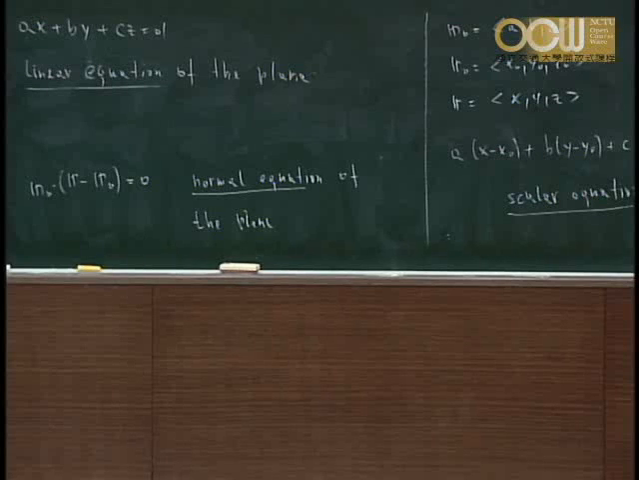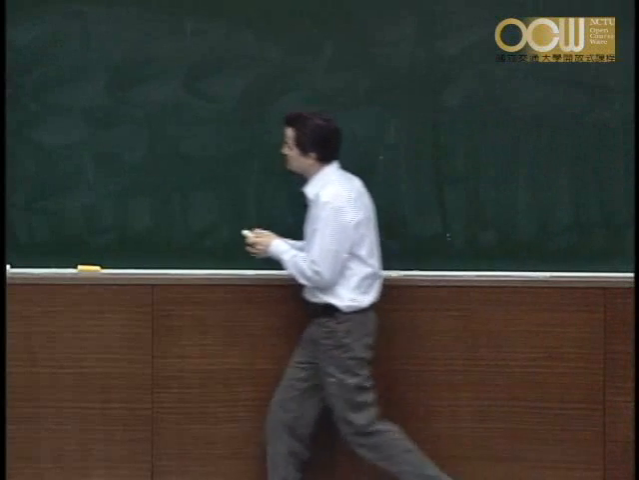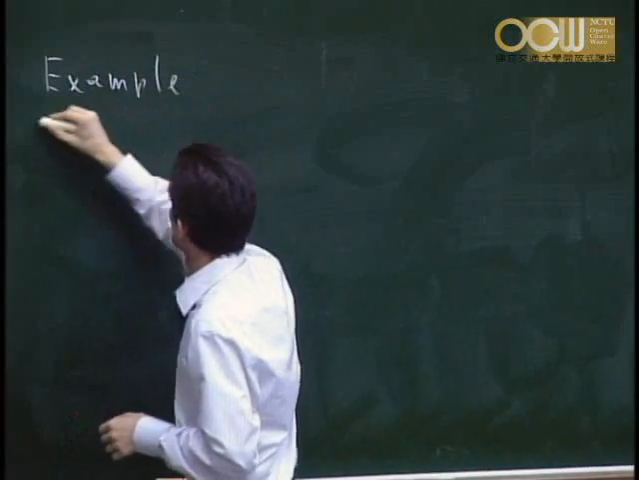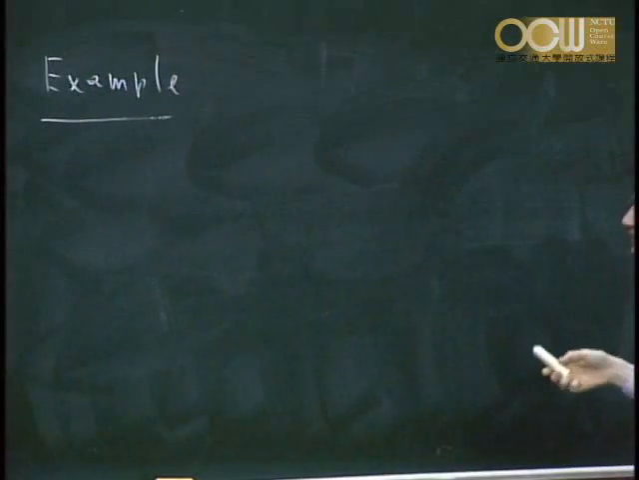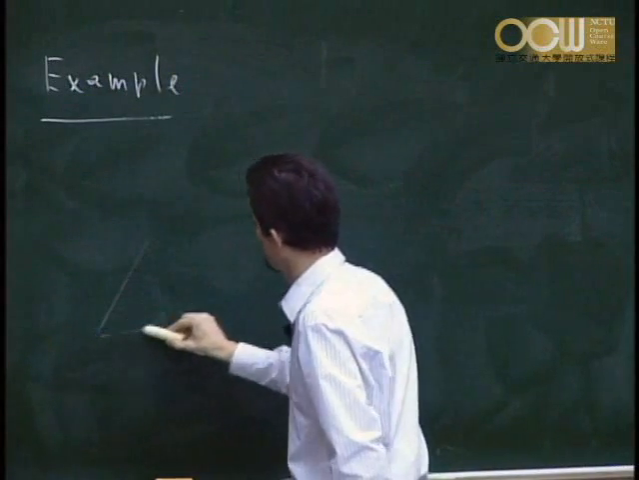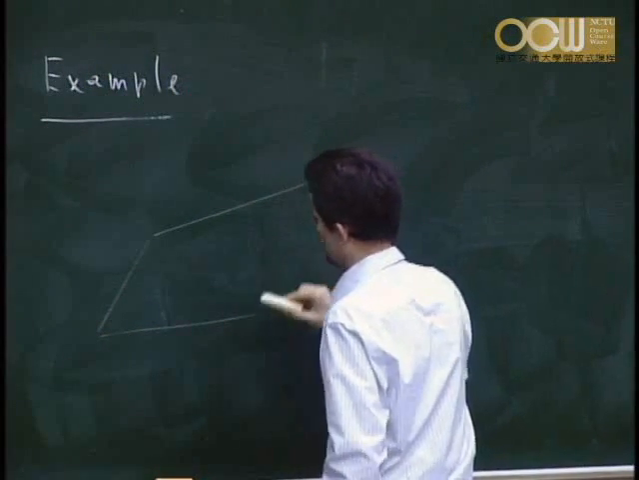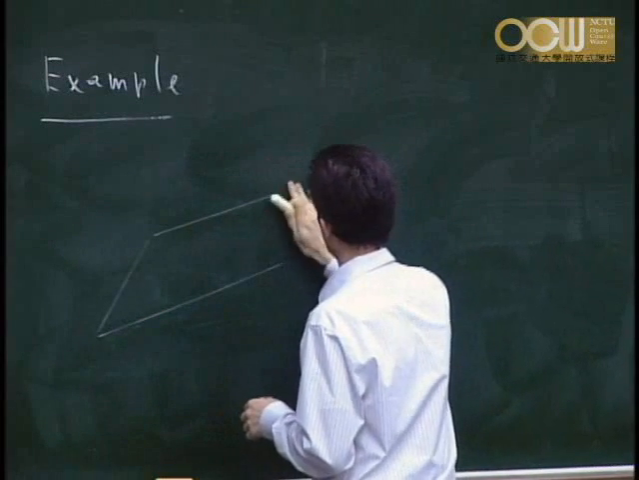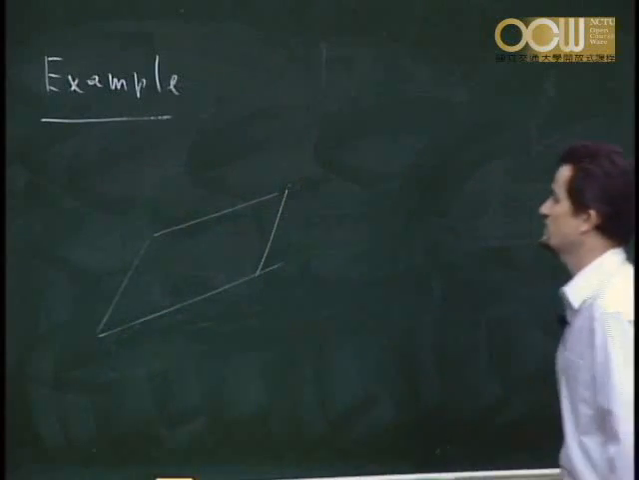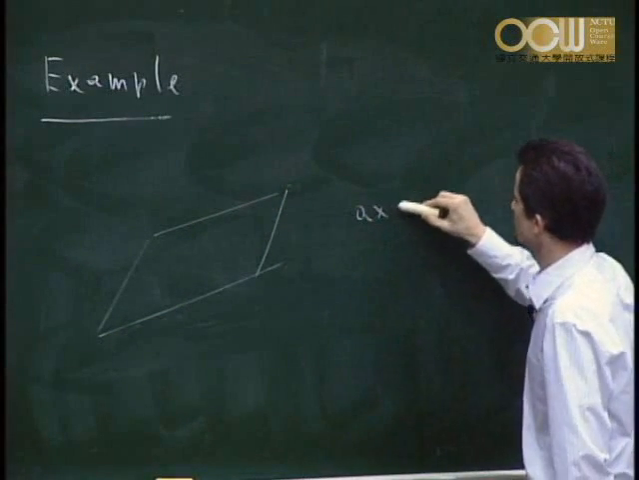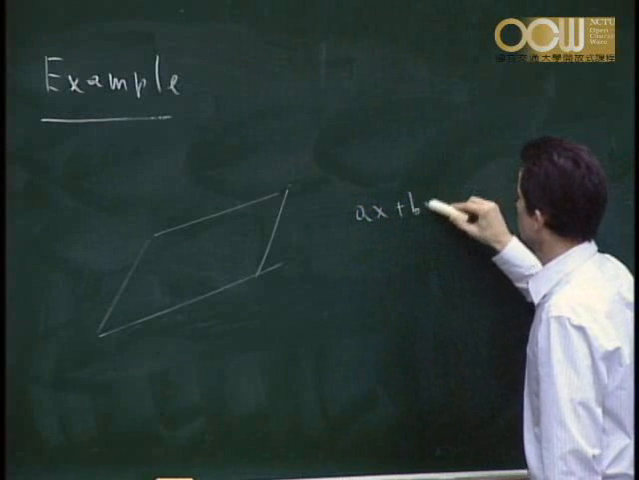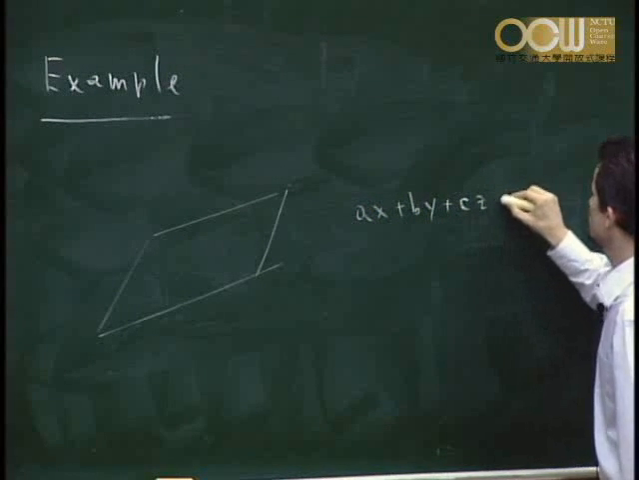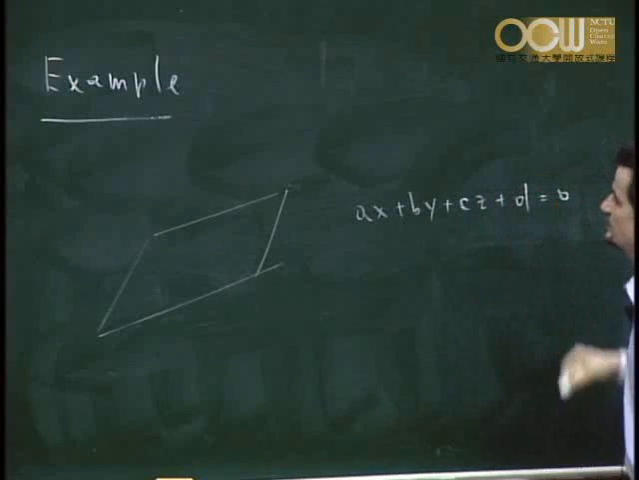Okay, what else? Let's maybe just do one example. Okay, so let's assume we have given a plane. Let's say the plane is given by ax plus by plus cz plus d is equal to 0, by this linear equation.